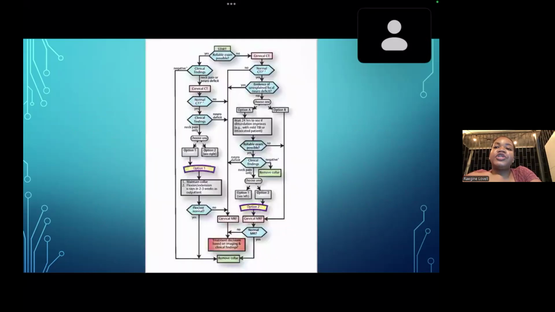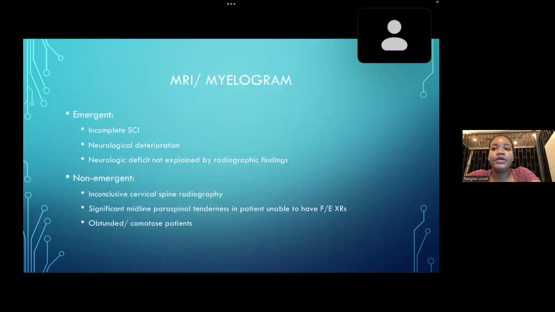And this flowchart just runs through how to clear the rigid C-spine collar for a patient.